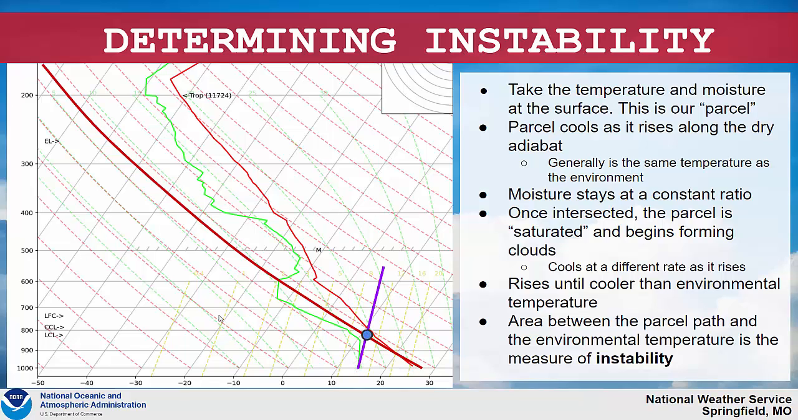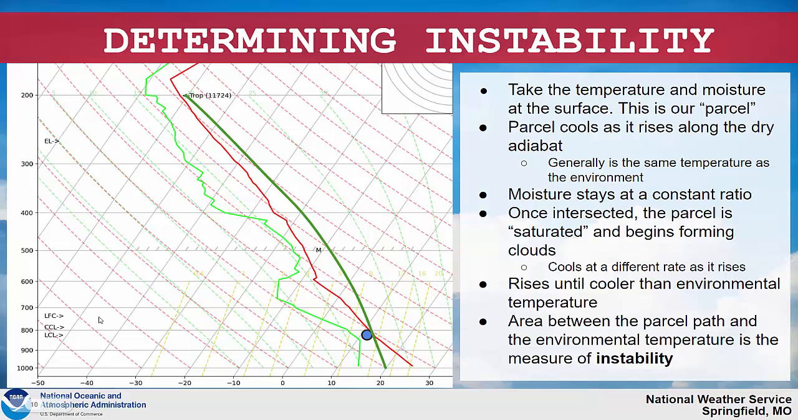So now, our parcel is where this blue dot is. Now that it's saturated, our parcel cools at a different rate because it is condensing out the moisture. Now it cools at the moist adiabat line. If we match that up with our parcel position, we now get the next path the parcel follows. We can see that this line is to the right of the environmental temperature. So here's our environmental temperature, the red line, and the green line is our parcel path.